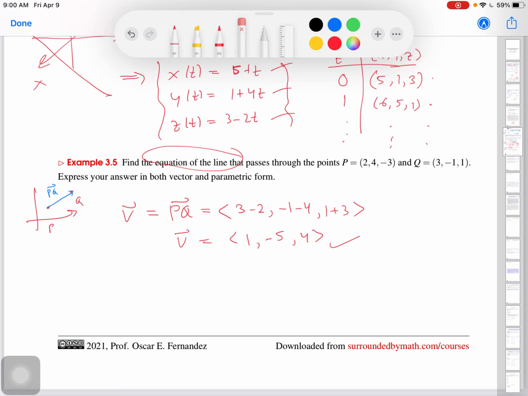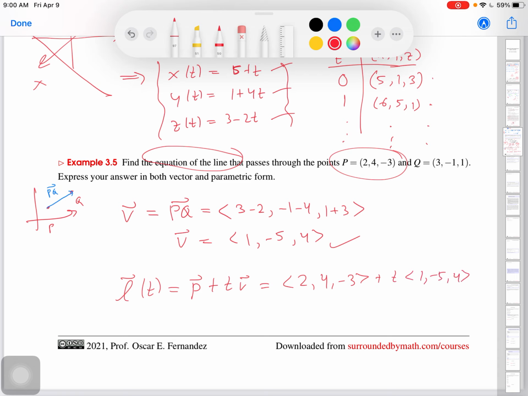And then I can go back over here, as I said. You can choose any one of these to be your P points. So I'll choose that one. And then write down my equation of the line. So this is a P plus multiples of v. So I have 2, 4, negative 3, plus multiples of 1, negative 5, and 4.